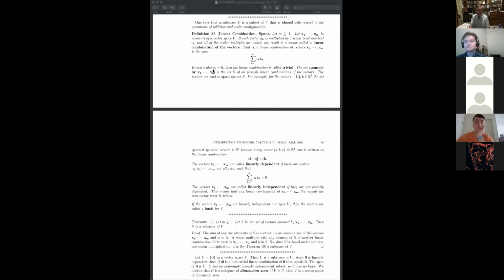Now, if every scalar is 0, it's called a trivial linear combination. We only put that in because sometimes you have to have that in proofs. Now, what if we take all possible linear combinations of these vectors? What do we get? I don't know, but what we call it is the span.